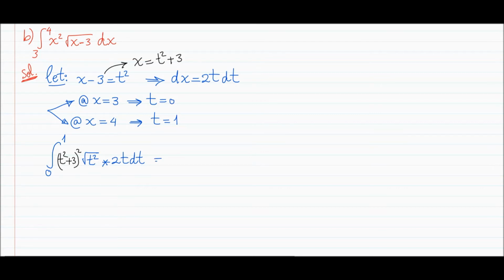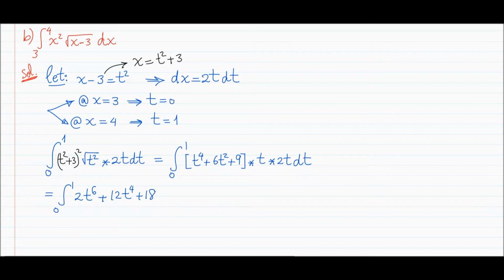Now I have to simplify this expression, the integration from 0 to 1, by expanding it. So the first term squared, t to the power 4, plus 2 times first times second, which is 6t squared, plus the second term squared, which is 9, multiplied by root t squared, which is t, multiplied by 2t dt. And now I have to simplify. So the integration from 0 to 1 of 2t to the power 6 plus 12t to the power 4 plus 18t squared dt.